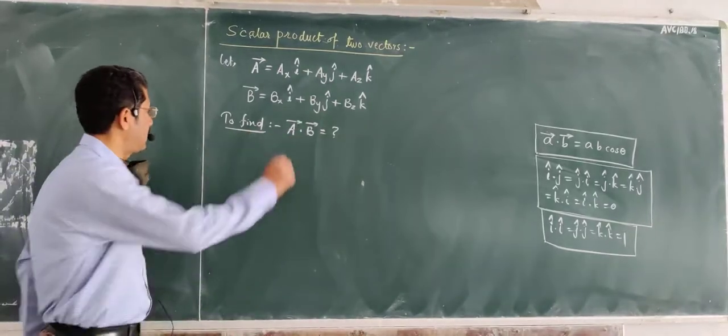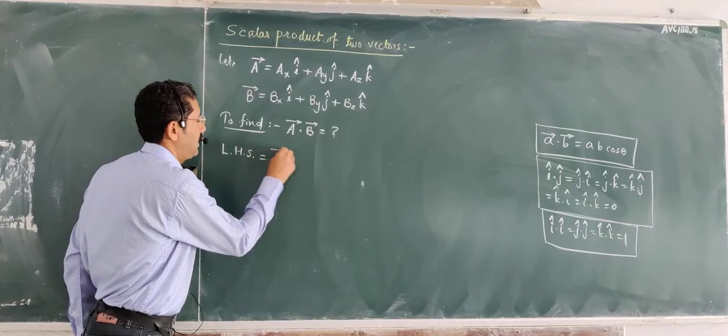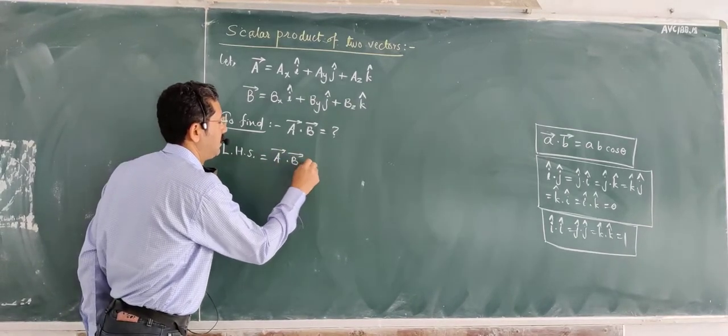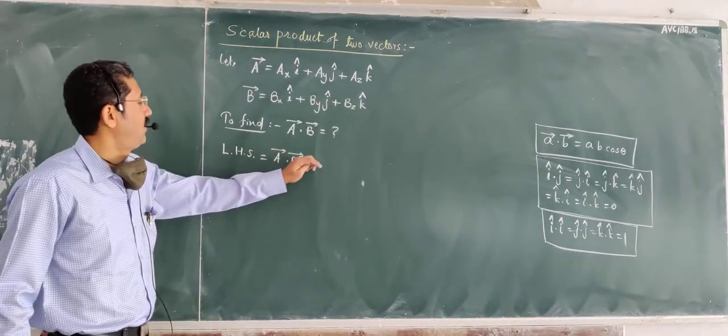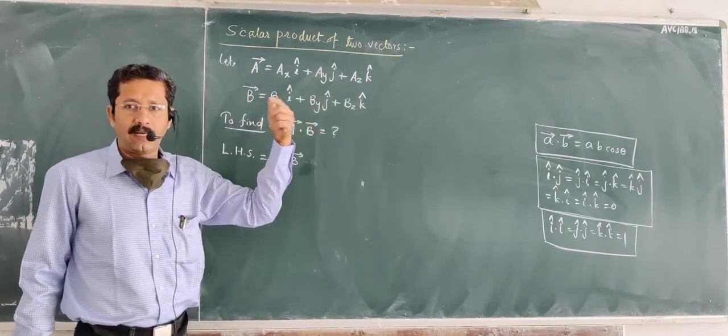How do we get to that? I'll start with my LHS. Left hand side is vector A dot vector B, and in place of vector A, I'll write all this value. In place of vector B, I'll write all this value.